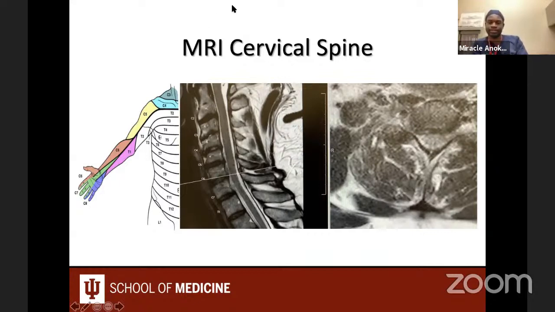What are you guys thinking? Do you want to send them for more physical therapy? Do you want to send them some more injections? Yeah, steroid injections. That's always an option for a patient. In this case, I would not send this patient for a cervical epidural steroid injection. Does anybody know why I would hold off on doing that?